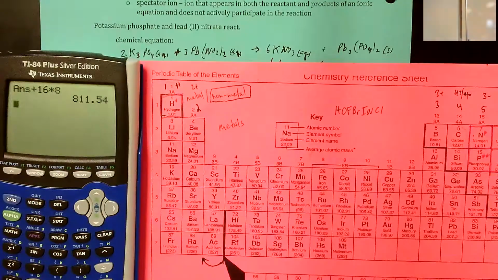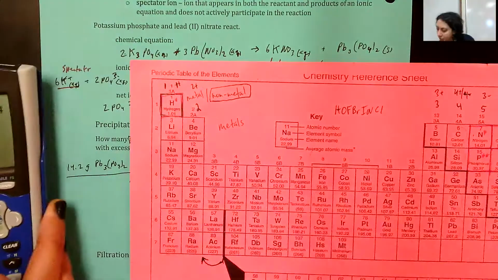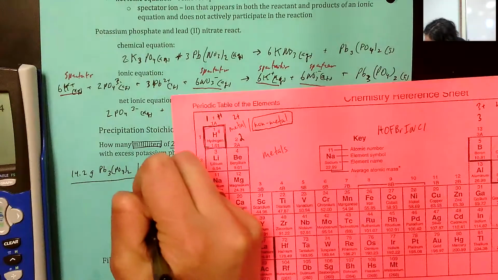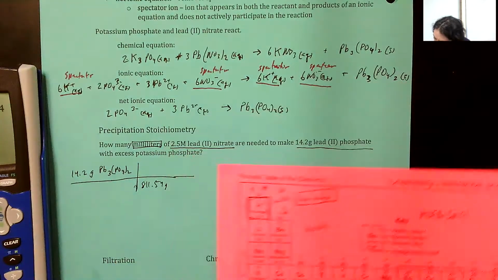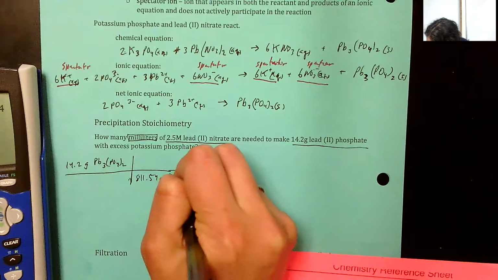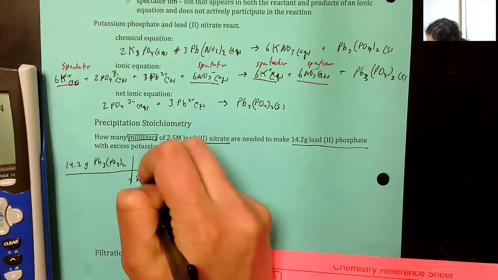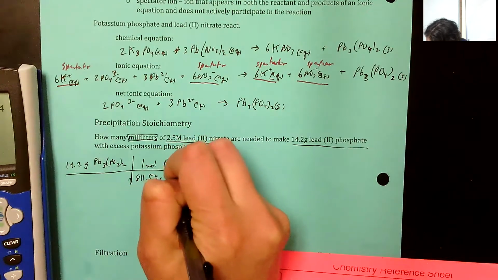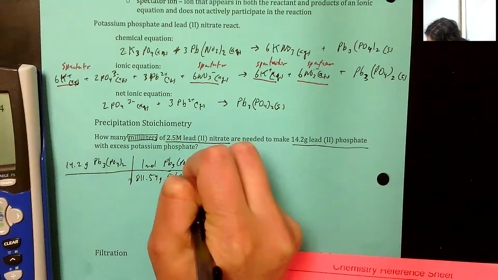811. It's going to be a pretty big number just because the lead alone is like 600. Phosphorus is no lightweight either. So 811.54 grams of lead phosphate per 1 mole of lead phosphate.